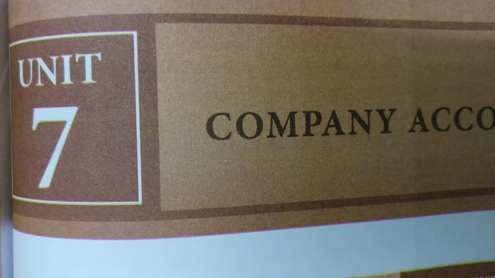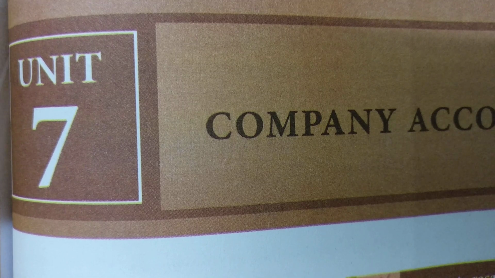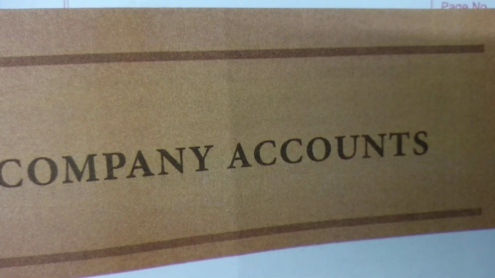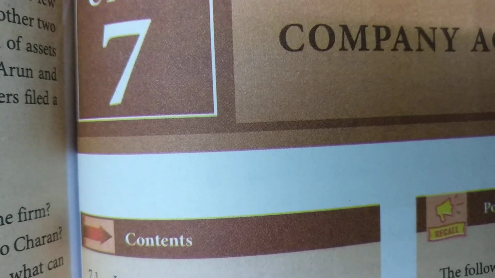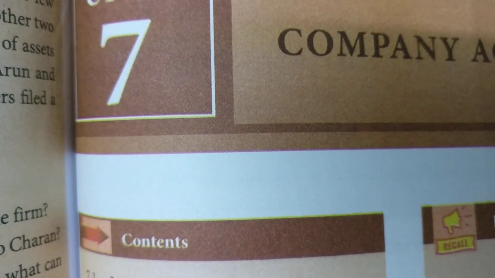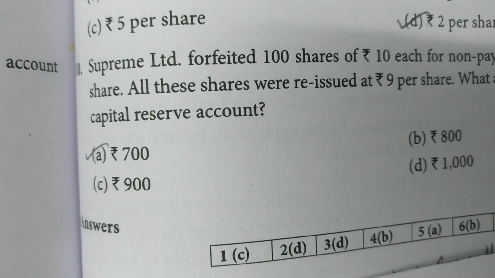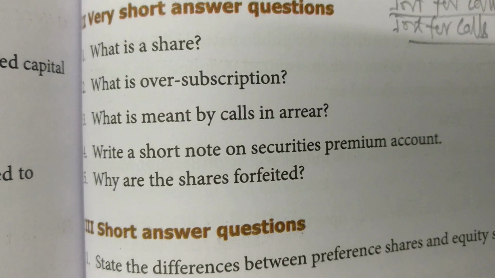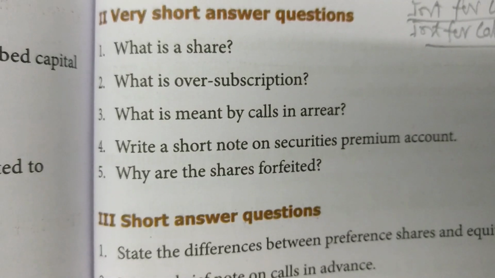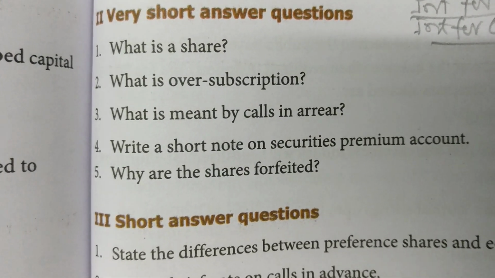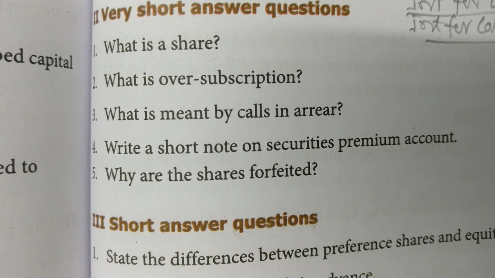Now in this session we shall discuss Unit 7 Company Accounts. In this chapter, book back theory questions are discussed. Very short answer questions are discussed first. There are 5 questions.